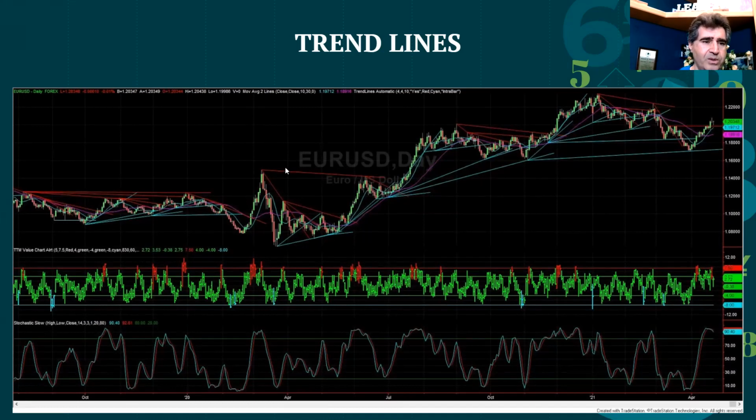This is, again, the Euro USD. This is the daily. Now, this is from TradeStation, and TradeStation does have its automated trend lines. That means you just insert the technology and it comes with all the trend lines. If I had shown you the weekly, you would think it's like Leonardo da Vinci is creating something, because there are just so many lines.